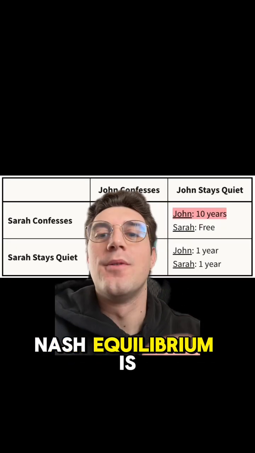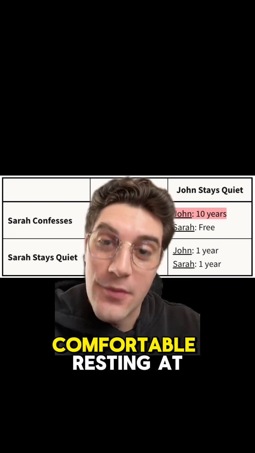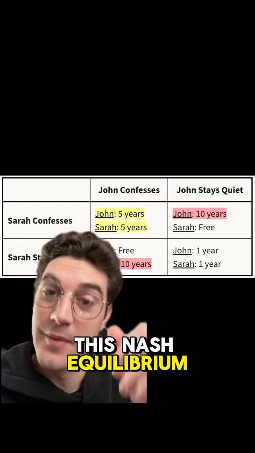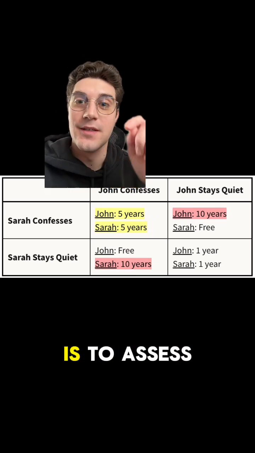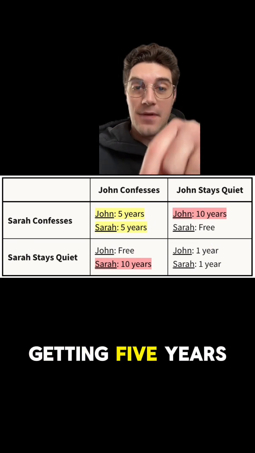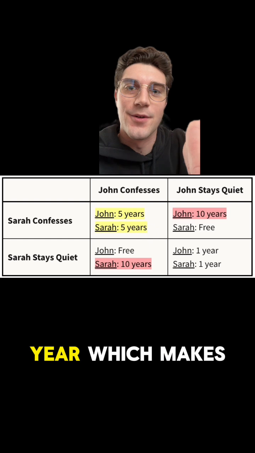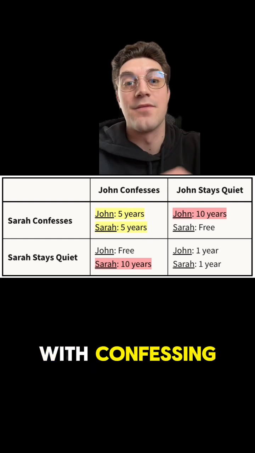Okay, Nash equilibrium is about which cell both parties are comfortable resting at. So I've highlighted in yellow here this Nash equilibrium in this game. How you can test if a cell is Nash equilibrium is to assess the other option. Let's zone in on John here. Right now, John's getting 5 years, but if John changes from confessing to staying quiet, he gets 10 years, which makes no sense. He's not gonna do that, so he's gonna be comfortable sticking with confessing.